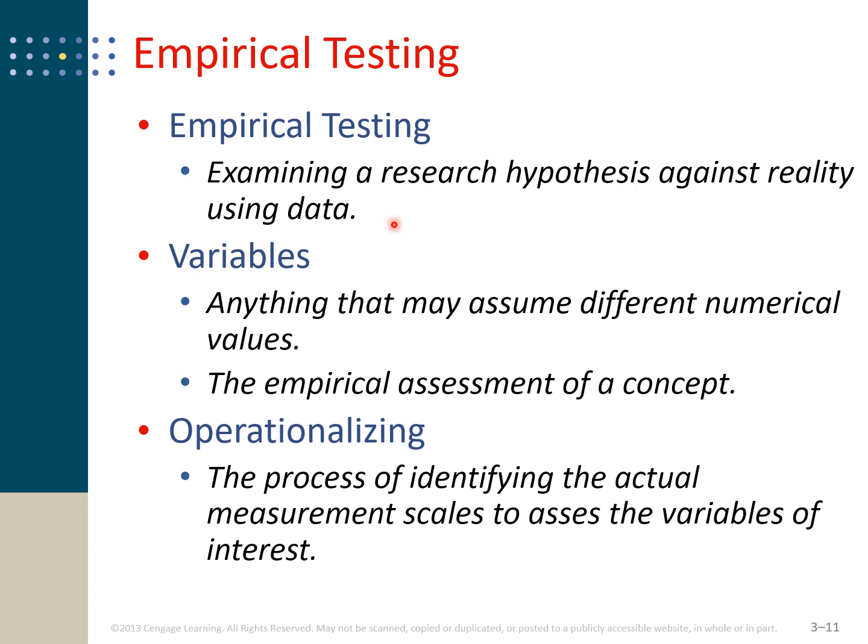Now, let's break this down further. A variable is anything that can take on different numerical values. It represents how we bring a concept into measurable form. For example, employee satisfaction, sales growth, or customer loyalty can all be variables if we find ways to measure them. This process is called operationalizing, or operationalization. It means identifying the actual measurement scales or indicators we'll use to assess our variables of interest.